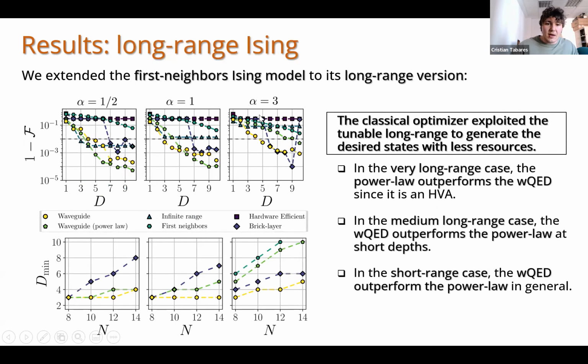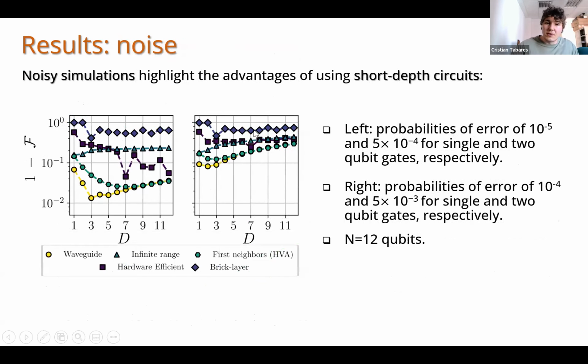We see that in general the bricklayer ansatz that was good in these other cases is now really awful. This is because you need a lot of quantum resources to effectively implement a bricklayer ansatz. And what we get is that our waveguide-QED ansatz still survives as the best, because you are using shorter circuits, but you are optimizing these shorter circuits, and you are using all the possible resources that you have with your classical optimizers.